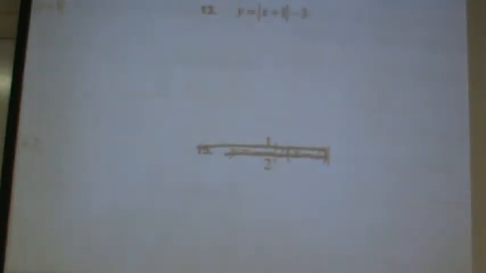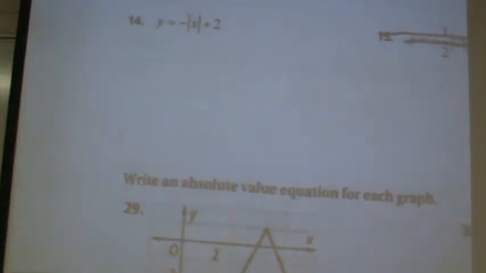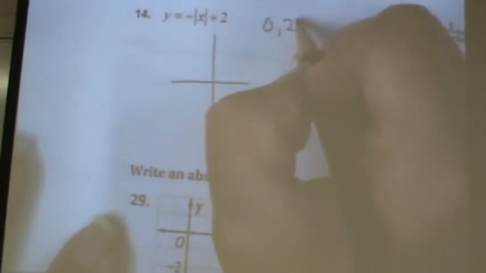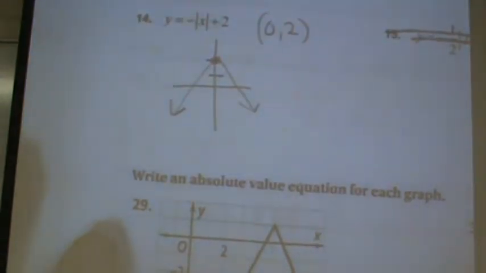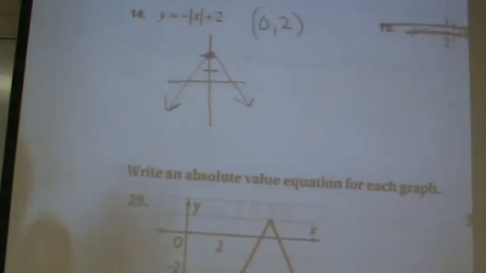How about number 14? Where would you go there? Sometimes these ones are confusing for you guys because it's missing something. Do you go up 2 or left 2 or right 2? Just up 2. The vertex is 0, 2. That's your vertex. So you're gonna go up 2, and this is gonna be upside down, like that. Right? Excellent. And 2 more.